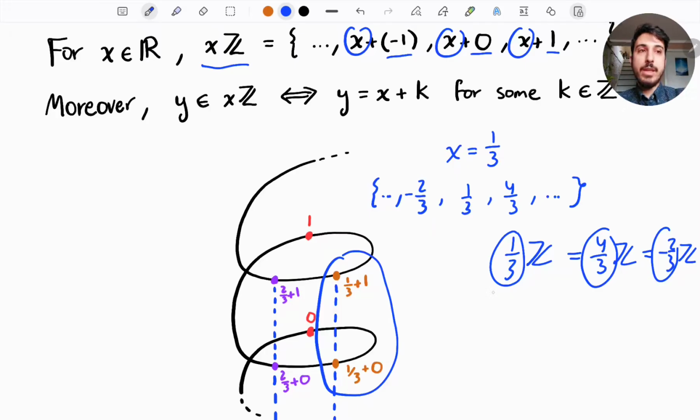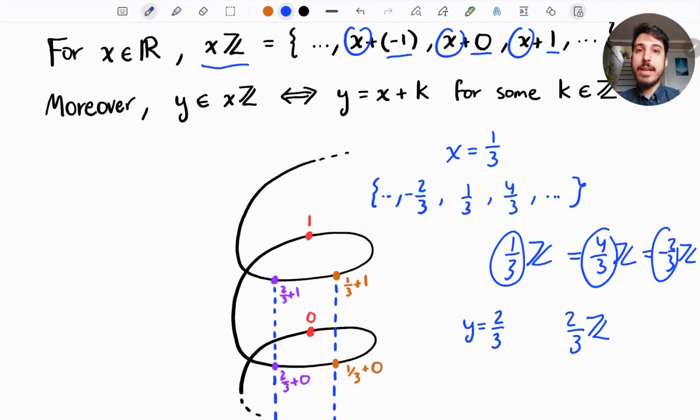Another coset could be 2 over 3. So if y is equal to 2 over 3, then we would get the coset 2 over 3 Z, which is 2 over 3 plus 1, 2 over 3 plus 0, 2 over 3 plus 2, and so on. So now we've just stated two cosets.